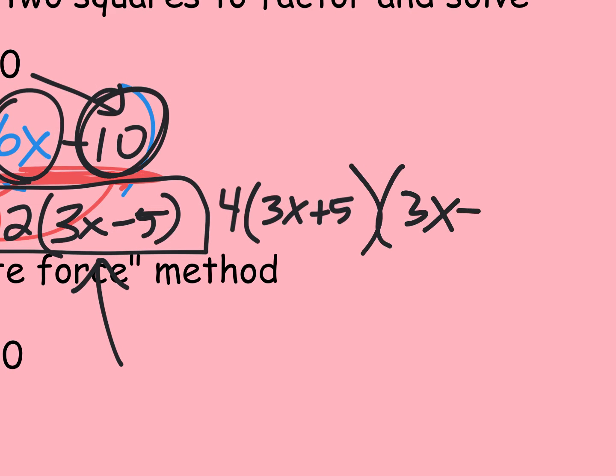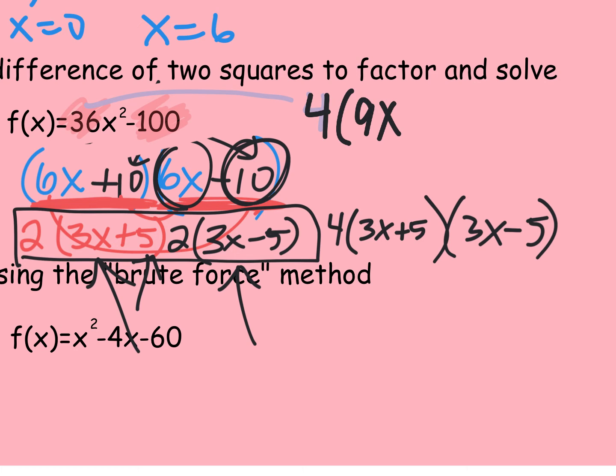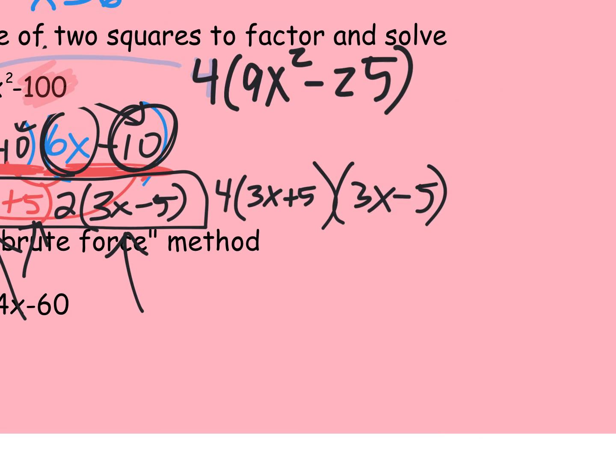There's the final answer. Now, a really, really smart kid would have noticed that there was a 4 in 36, and there was a 4 in 100 at the beginning. That's called the GCF. We didn't have to notice it there. But if we had, we would have gone, oh, so 4 factors out of this, and then I get 9x squared minus, 4 factors out of 100, 25. And then it would have been easier to go right to here. You see what I mean?